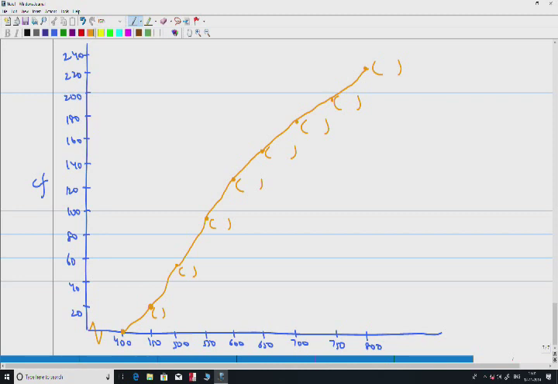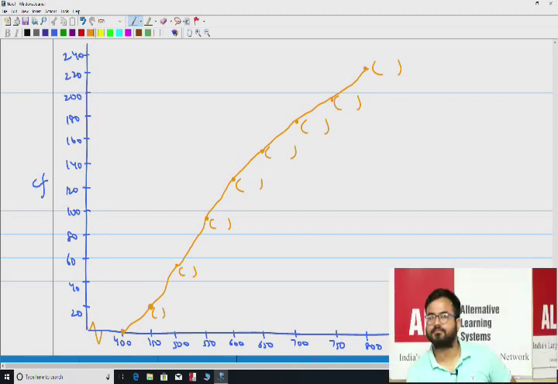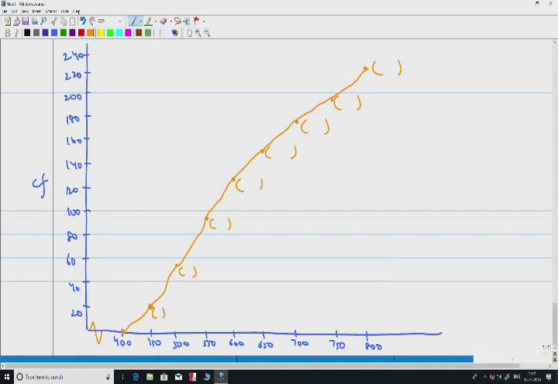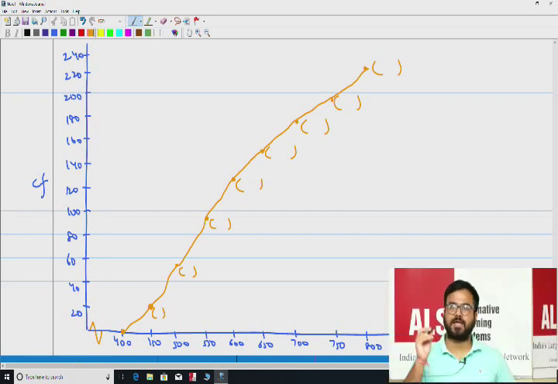All of you have drawn this graph. Okay, now this is the less than type. Now the same procedure we will do with the more than type.